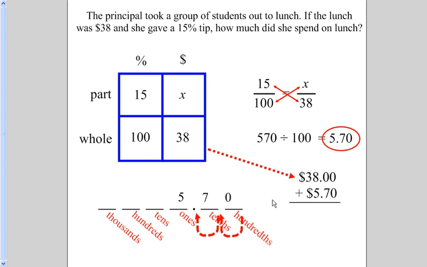$38, that's how much the meal cost. So the restaurant says, here's what it costs for the food, for the cooks to cook it, and for the cost of the restaurant, and we need to pay the waiter or the waitress $5.70 for all the work that they have been doing. And to add that together, we get $43.70. And that's the answer to how much the principal spent on lunch.